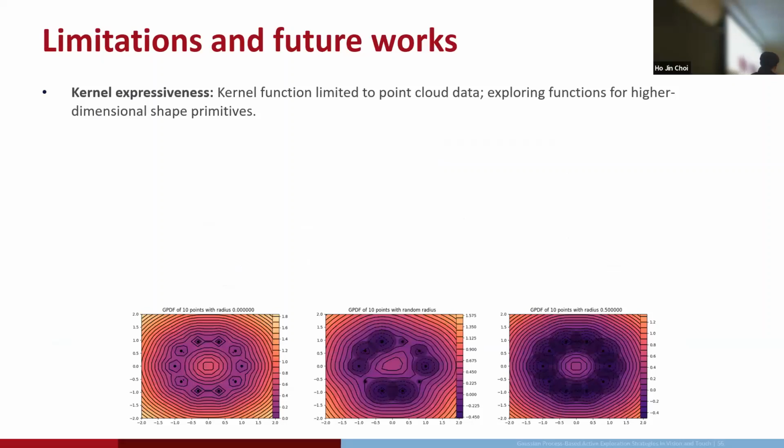So the current limitation we see is the kernel's expressiveness. The kernel only takes the point cloud with the feature. But we want to see if we can deal with more complex primitives as the input to the Gaussian process distance field. And we already have some preliminary results. So instead of just taking point position as the input, we are also considering the radius of the point, so that we can express more complex shapes, even though they're all in the same position.